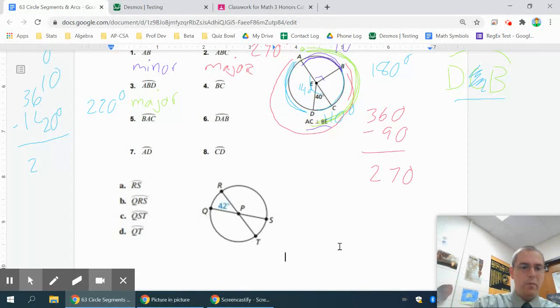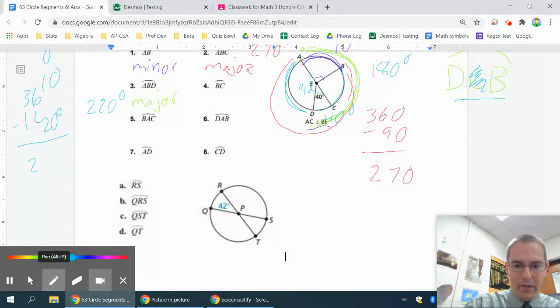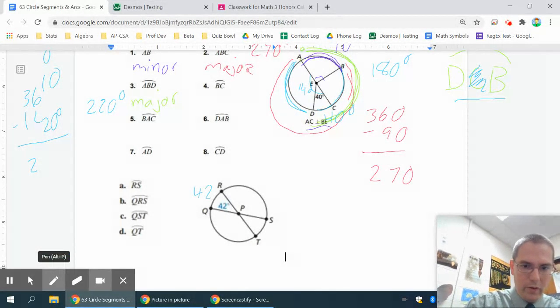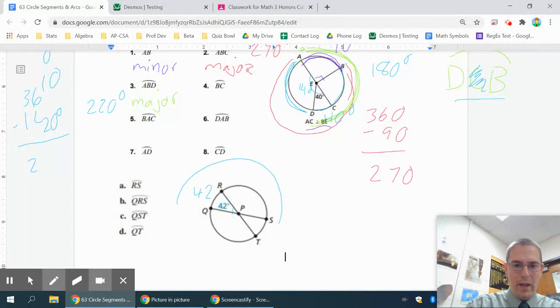But this one in the bottom, also remember that RS, first of all, if this is a 42-degree angle here, this arc here, QR, has to be 42 degrees as well. So this is 42, and this in the middle is 42. And that means since from Q to S would be 180, RS would be 180 minus 42, which in this case would be 138 degrees. So RS would be 138.